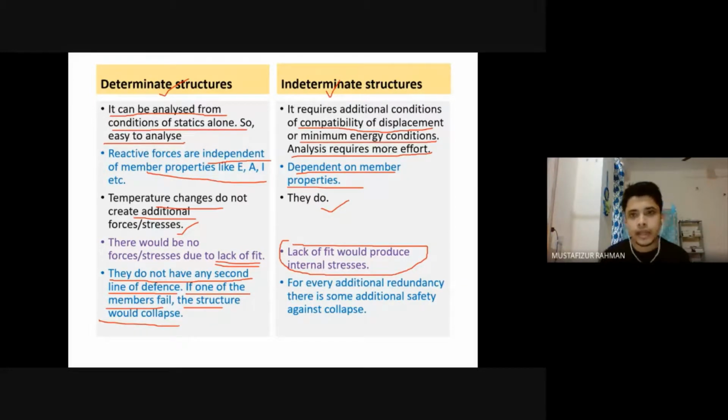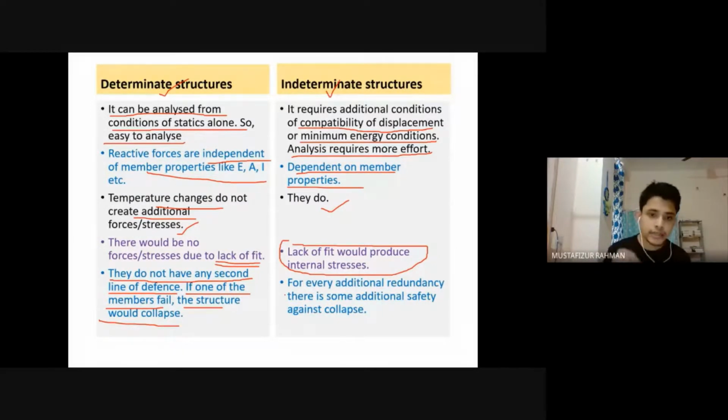And in the case of an indeterminate structure, because we have extra members, we have these unknown forces. Those unknown forces are coming from reactions and members, because there are extra members. That is why we are getting unknown forces more than the equations of static equilibrium. Those extra members will provide us some kind of safety. So even if one member fails somewhere, the structure will not collapse. We will have some time to retrofit it.